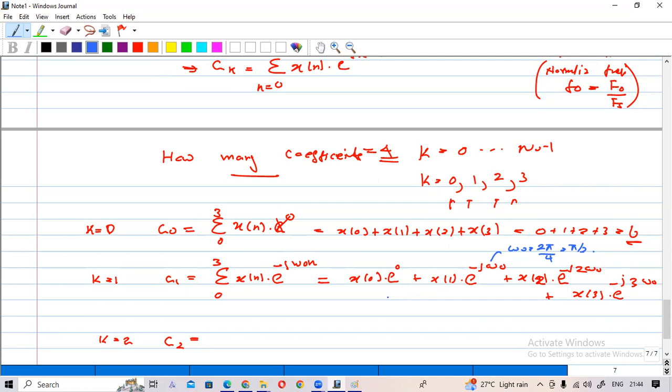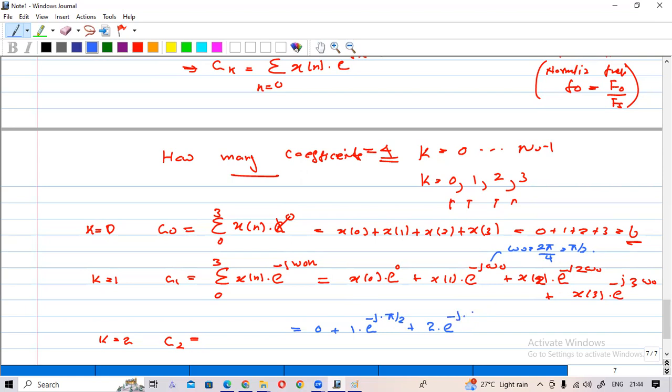So you will have x0 is 0, e to the power 0, that is 0. So 0 plus x1 is 1, e to the power minus j, omega naught is pi by 2, plus x2, that is 2, e to the power minus j 2 omega naught.